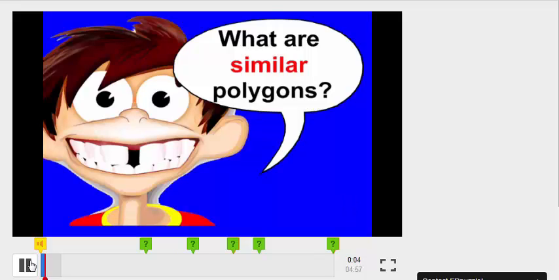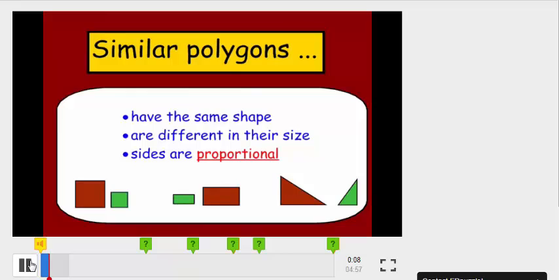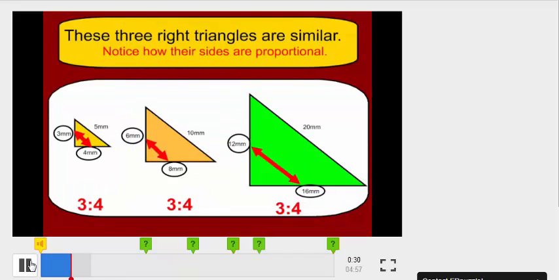Well, let's review a little bit. What are similar polygons or similar shapes? Similar polygons have the same shape, but they're different in size. So here are three examples of shapes. They have the same shape, but they're different sizes. Now, one thing that's really important is that the sides are proportional on similar polygons. Well, what does that mean, the sides are proportional? It means they have the same ratio.